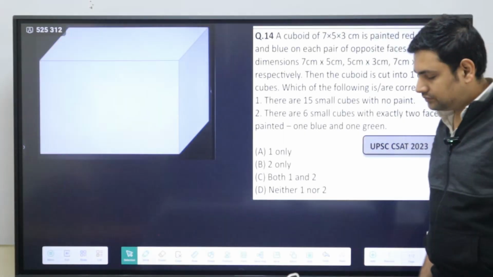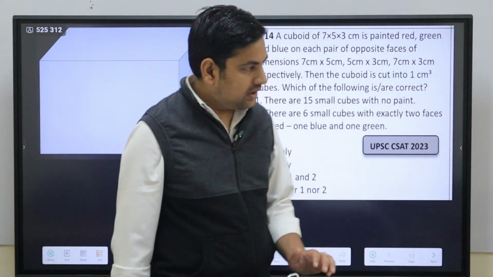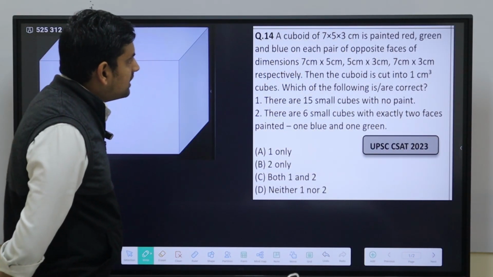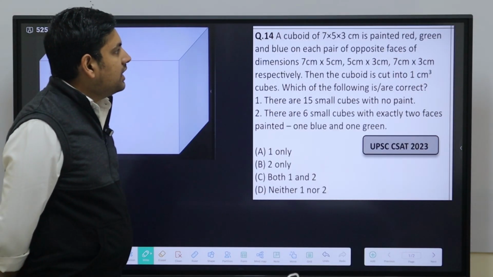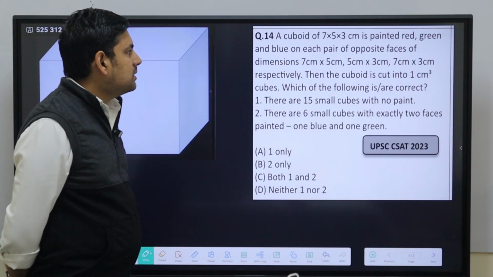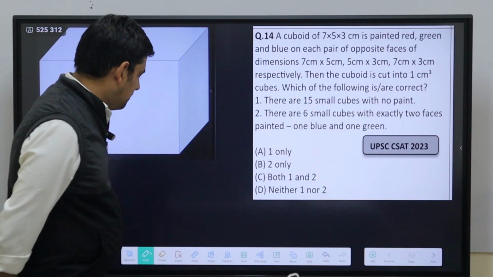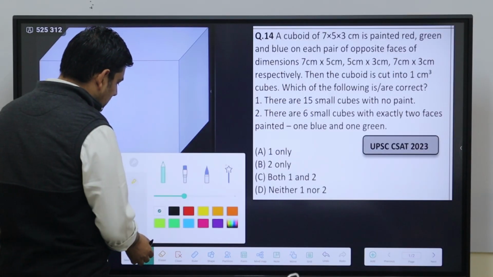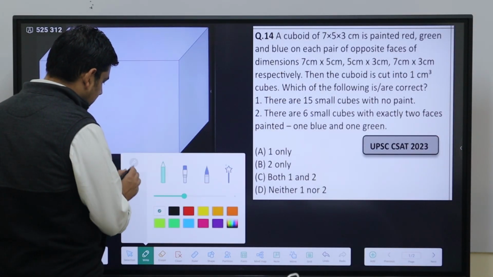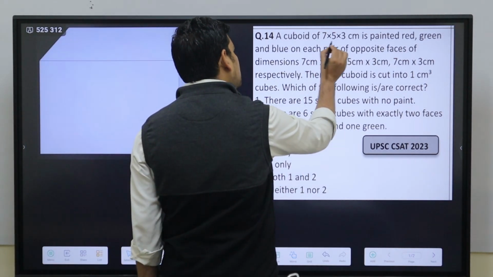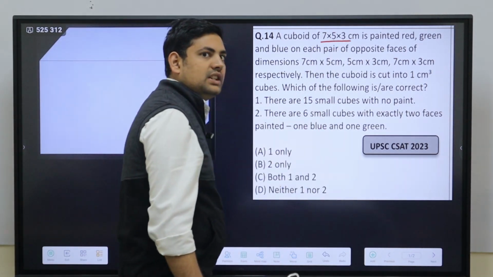Okay, now let's read the question. It says a cuboid of 7 into 5 into 3 centimeter is painted red, green and blue on each pair of opposite faces of dimension 7, 5 like this. Okay, so basically first thing that is given to us are these dimensions of the cuboid, 7 into 5 into 3 centimeters.